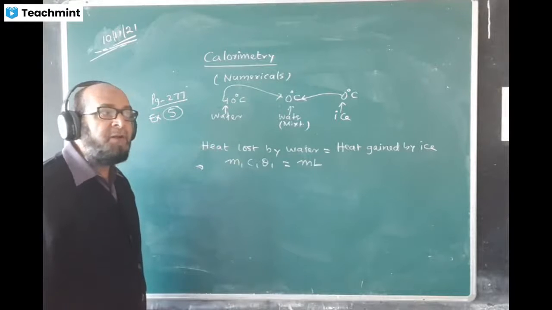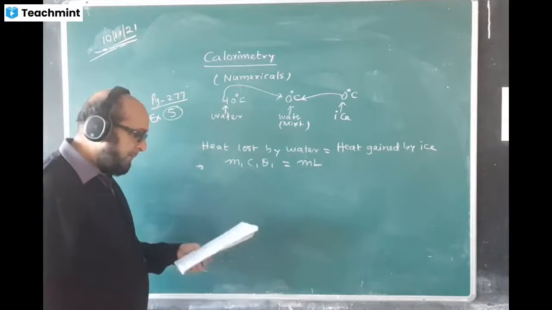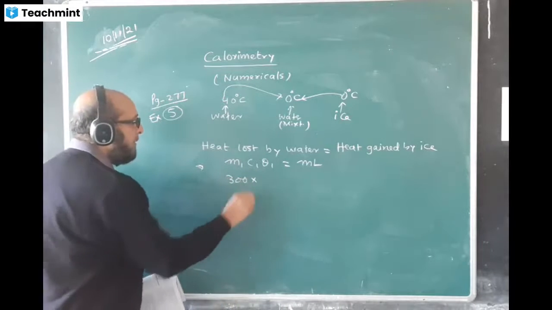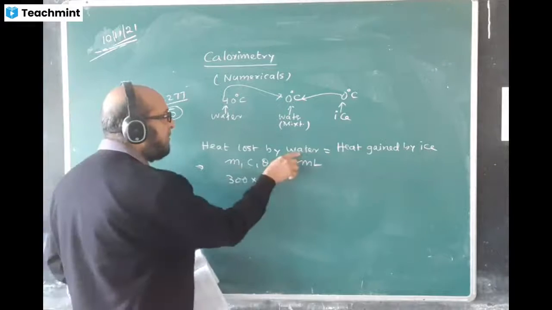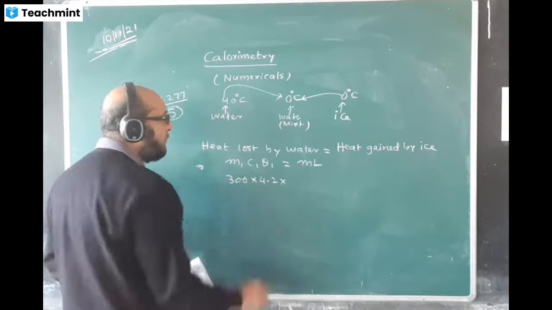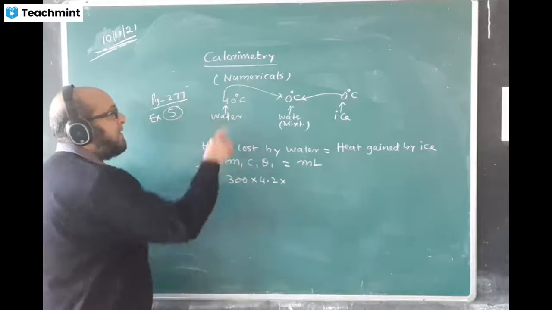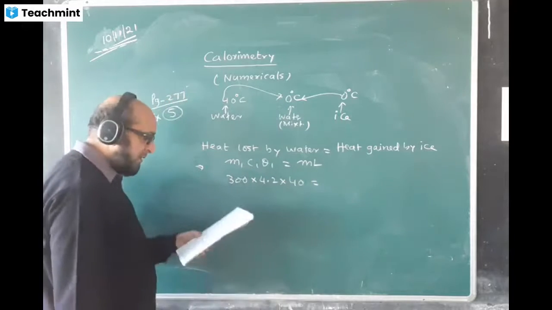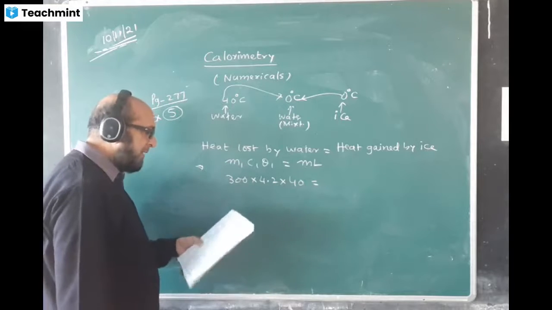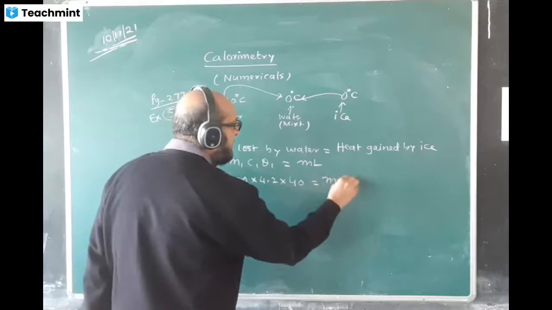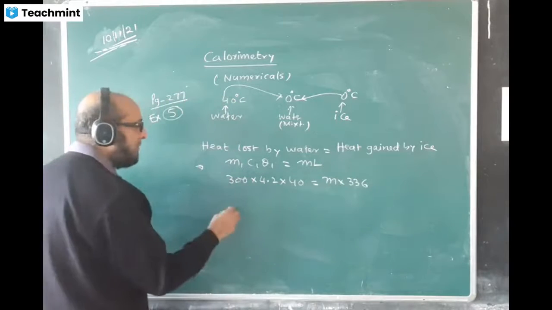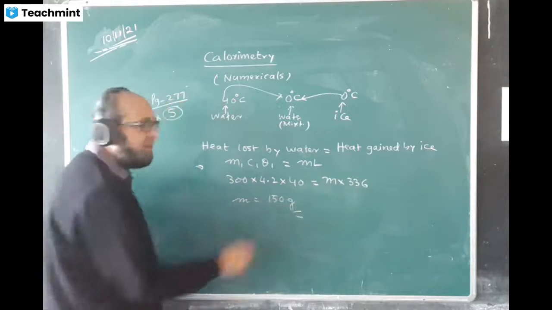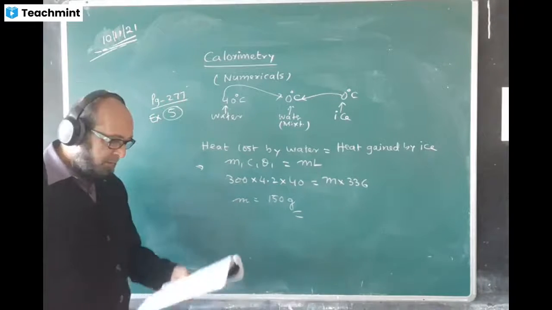Make the equation and you will find one thing unknown and you are finding it. What is the mass of the water given in the question? Mass of water is given, 300 gram. C1 is SHC of water, 4.2 joule per gram per degree Celsius. Temperature difference is 40 minus 0, which is 40. We have to find the mass of ice, which is not given. Latent heat of ice is given, 336. Now cancel and find the value of M. After calculation, your answer will come 150 gram. Done.